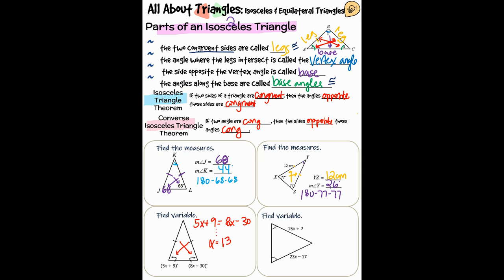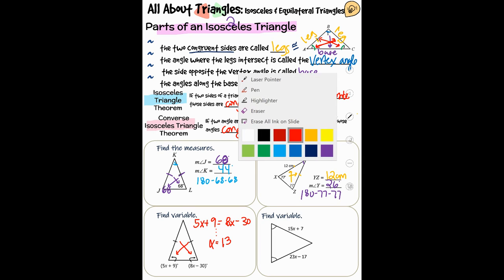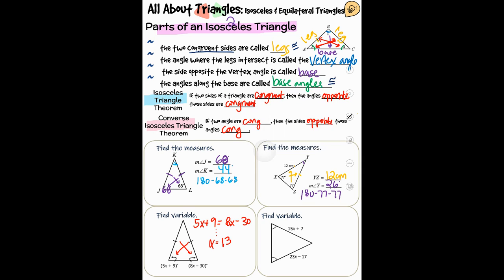I'm kind of abbreviating these notes to go through them a little bit quicker. If you are struggling with solving for x, then you need to let me know, and we need to do some stuff about that. So this last one, we're still finding the variable. It is the converse theorem. These two angles are congruent, so the legs opposite of those are also equal. So 15x plus 7 equals 23x minus 17. Do the math. X equals 3.